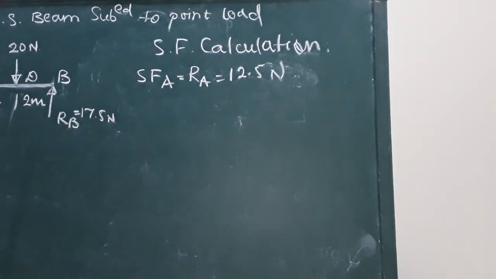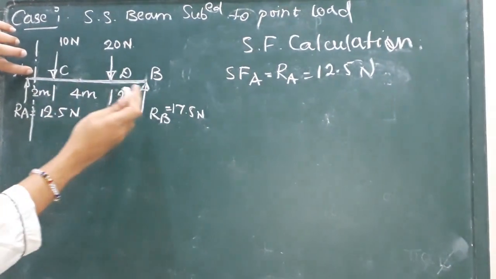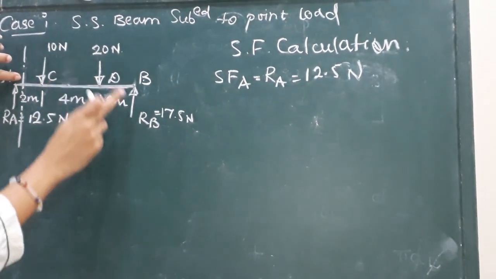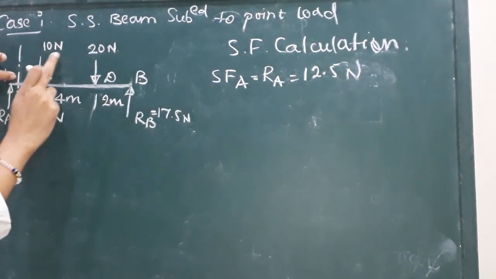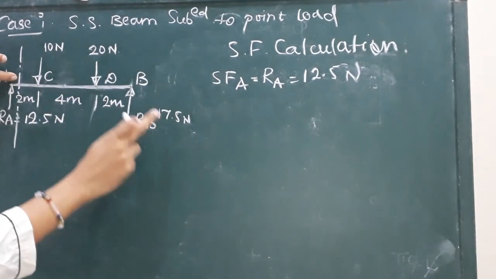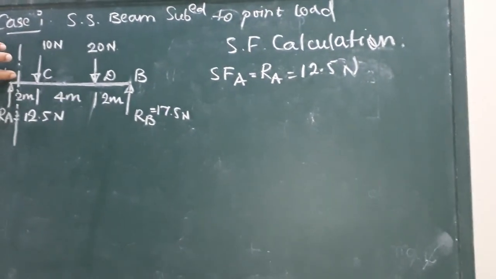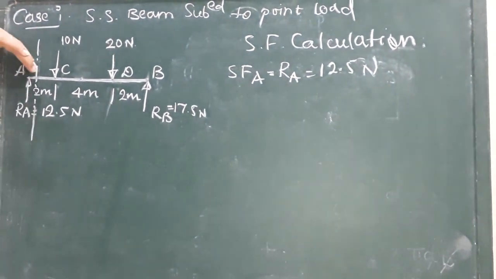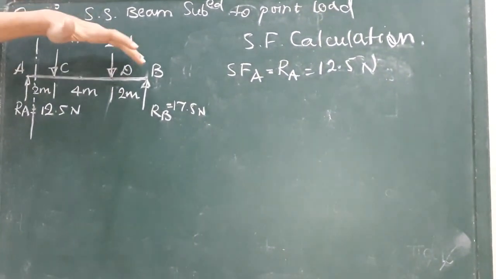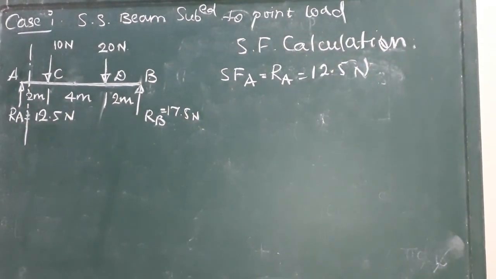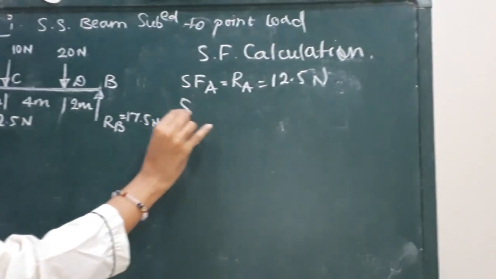Let us check what if we are considering the right side of the section. If you consider the right, you remember sign convention, downward is positive, upward is negative. So 10 plus 20 is 30. 30 minus 17.5, again you will get the same answer as 12.5. This proves that either you go on the left of the section or right of the section, the analysis part will remain same and the answer will remain same. Now you have to move further.